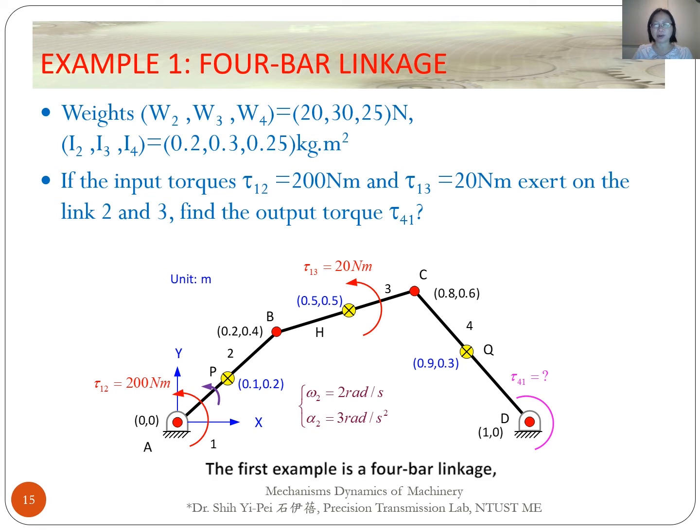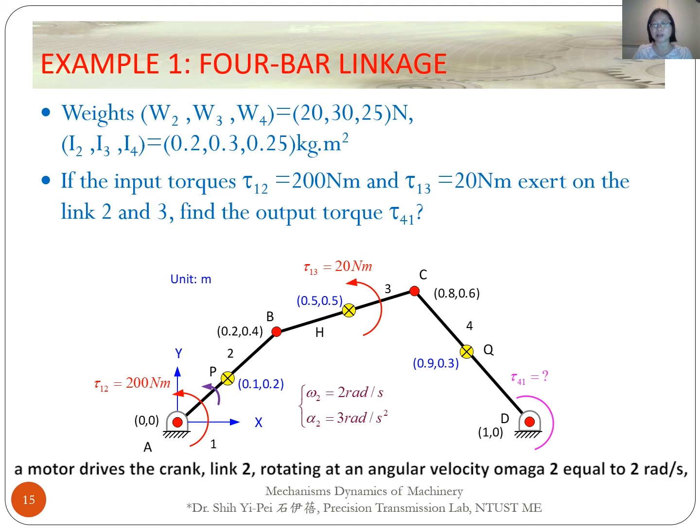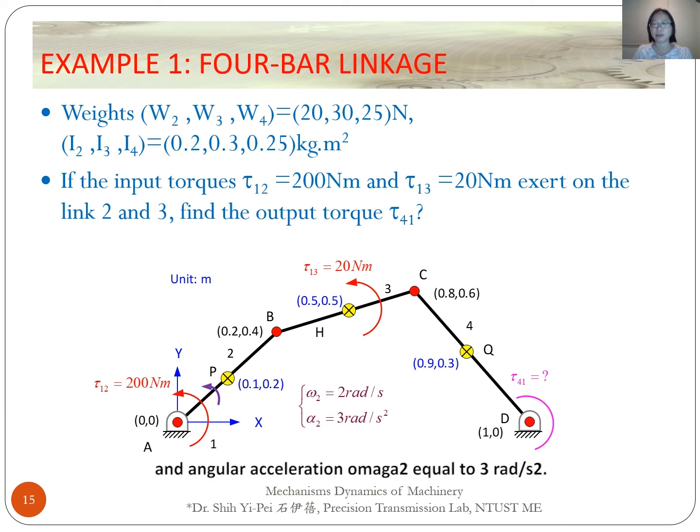The first example is a four-bar linkage. A motor drives the crank, link 2, rotating at an angular velocity omega2 equal to 2 radians per second, and the angular acceleration alpha2 equal to 3 radians per second squared. There are two input torques, tau 2 of 200 Nm acting on link 2, and tau 3 of 20 Nm acting on link 3.